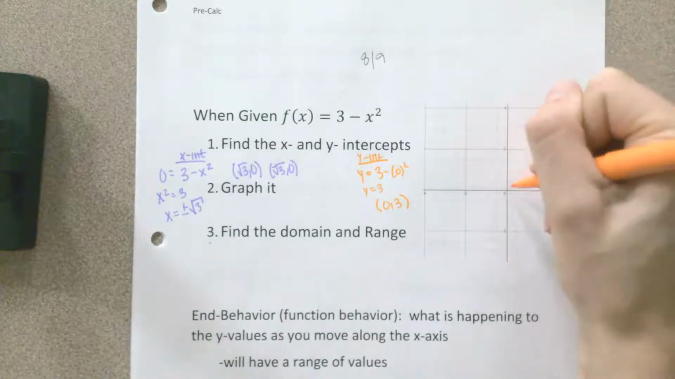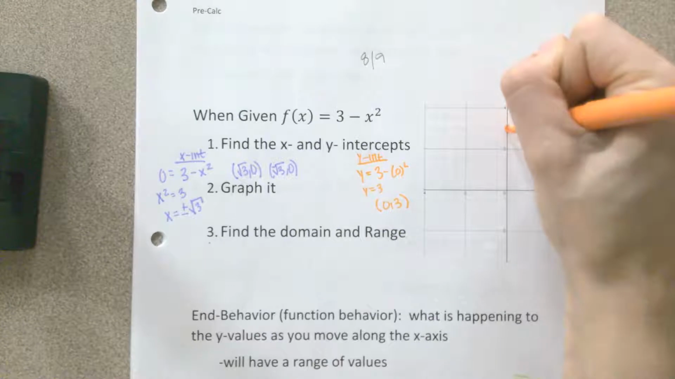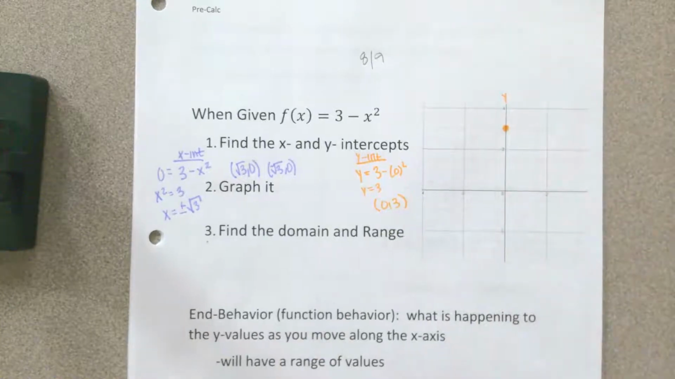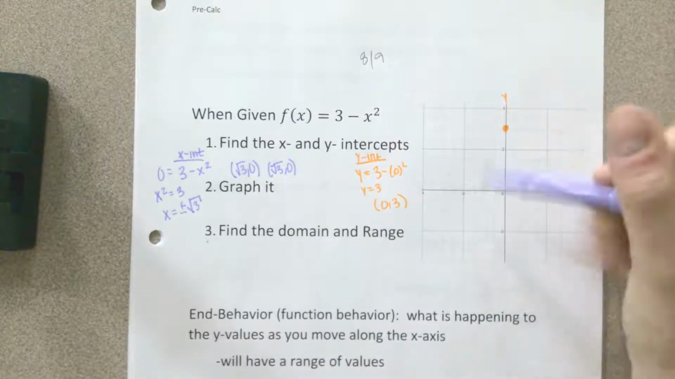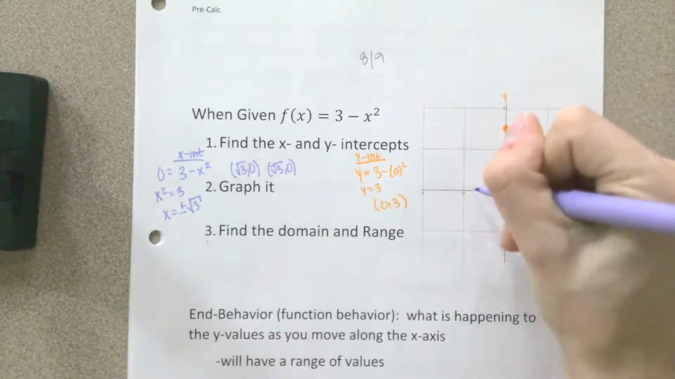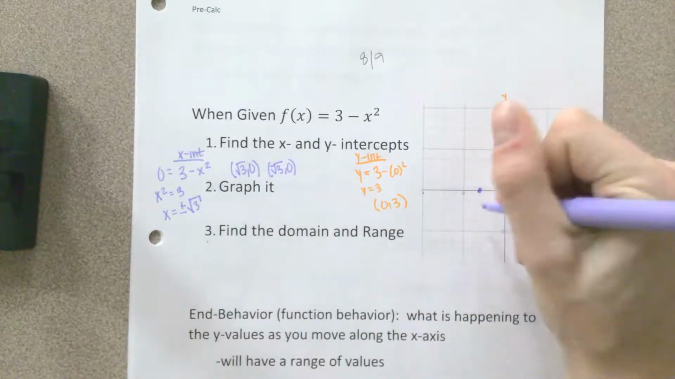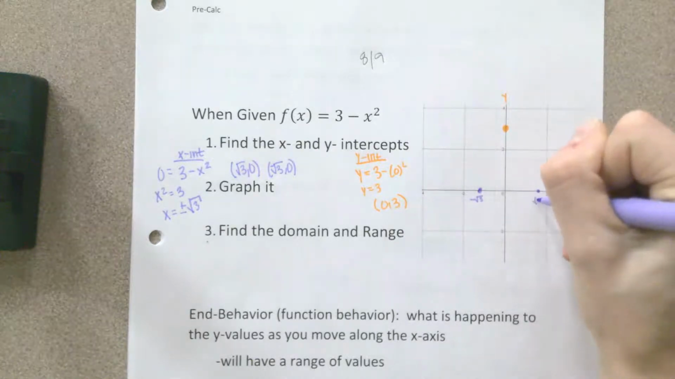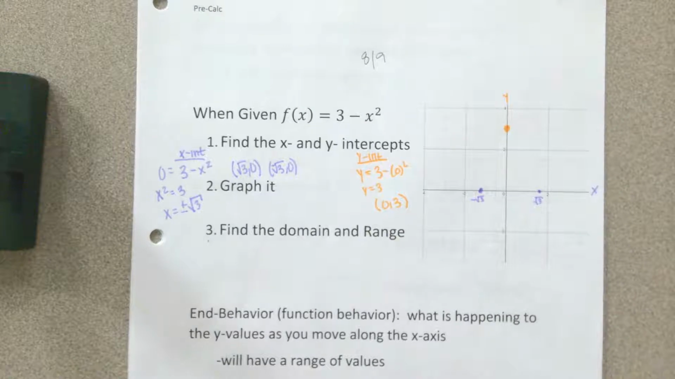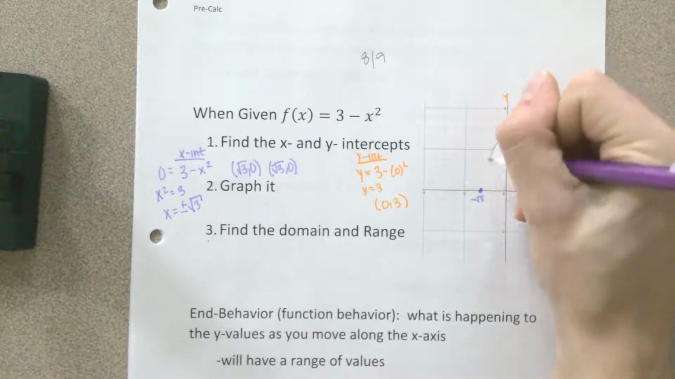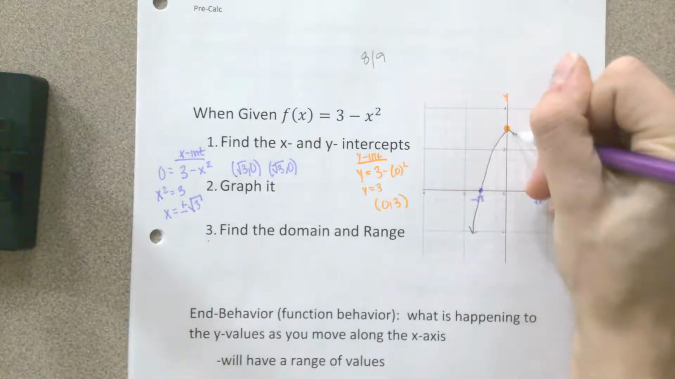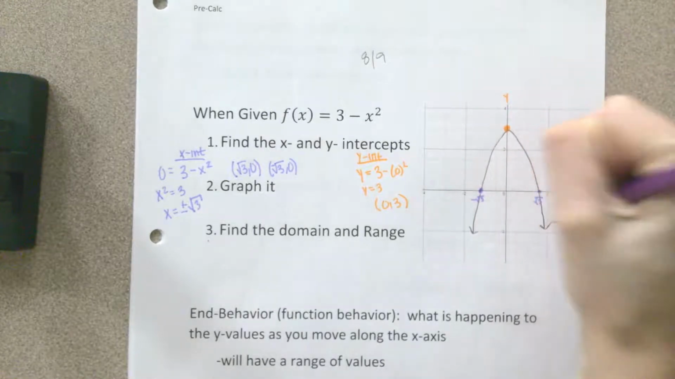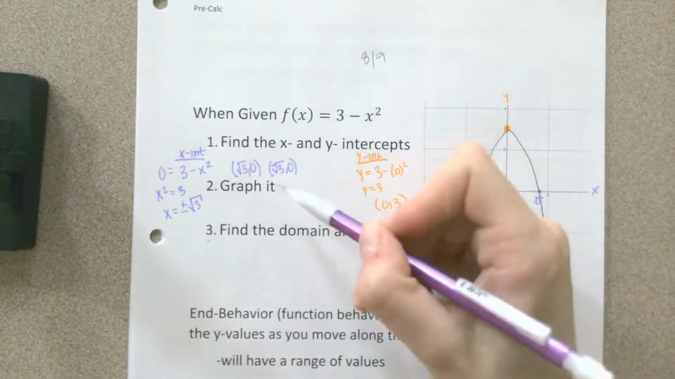Oh, this is going up by, okay, so 2, 3 is my y-int, and then square root of 3, I don't even know what that would be. Let's just call this the square root of 3, okay? Negative root 3 and root 3. Okay? And then we can go ahead and connect those. It's going to be an upside down parabola. Okay, graphed it. Check.